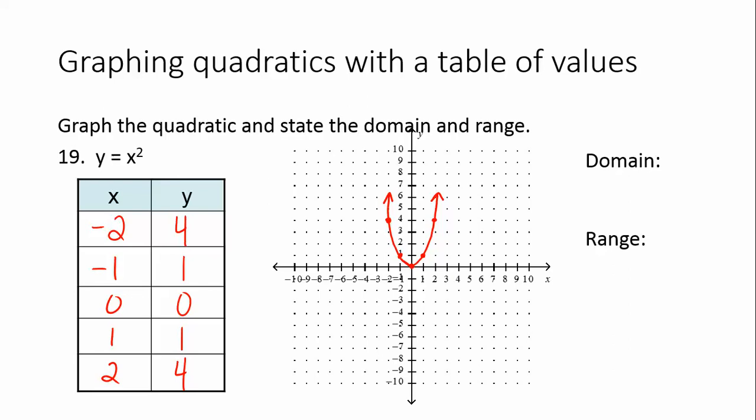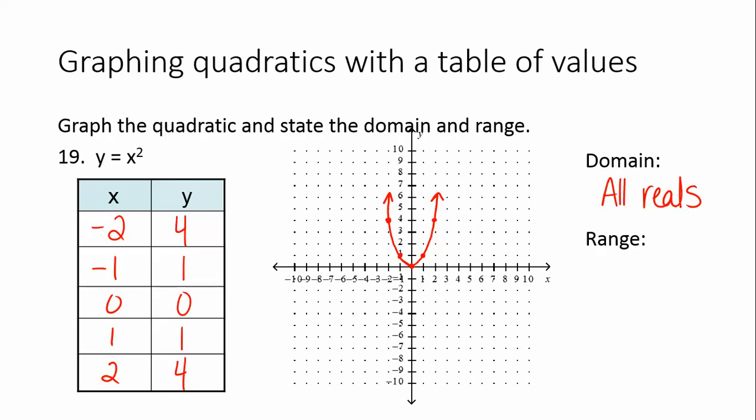We want to state the domain and the range. What's nice about the domain for a quadratic function is it's always the same. The domain is going to be all reals. Remember, the domain is the x values. So basically, what x values could you plug into this function? You could plug any x value into that function. So every x value is included in the quadratic function, so we say all reals.